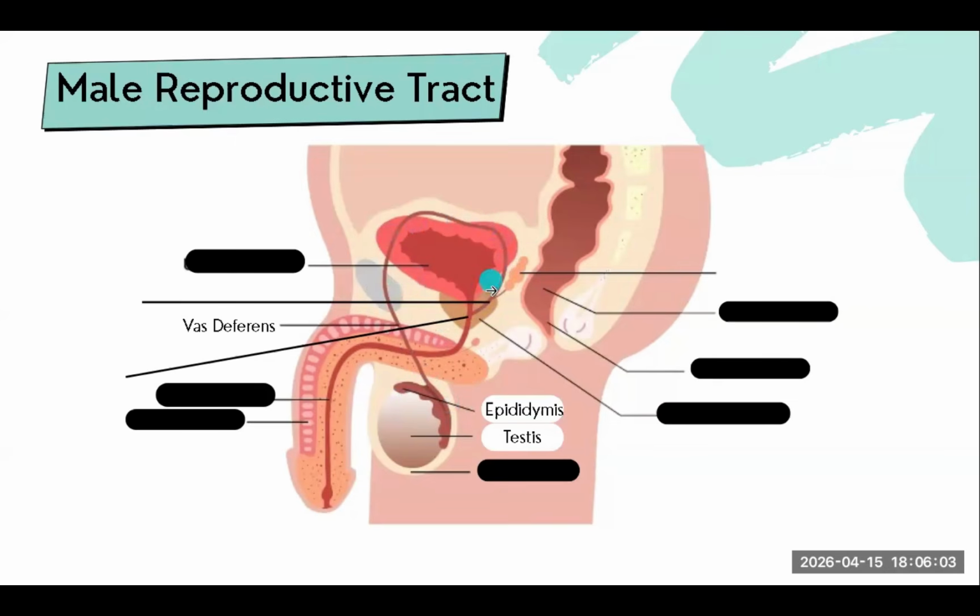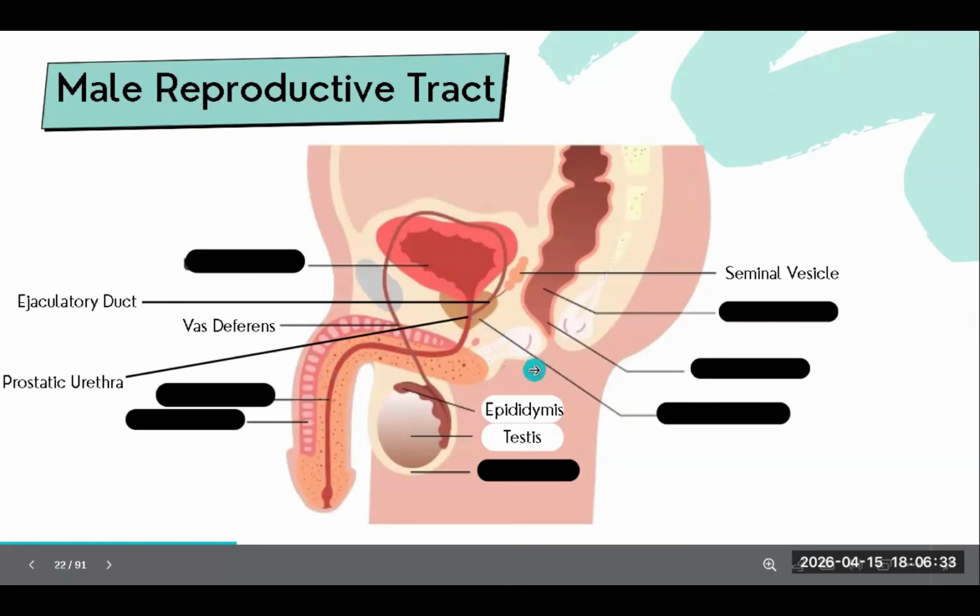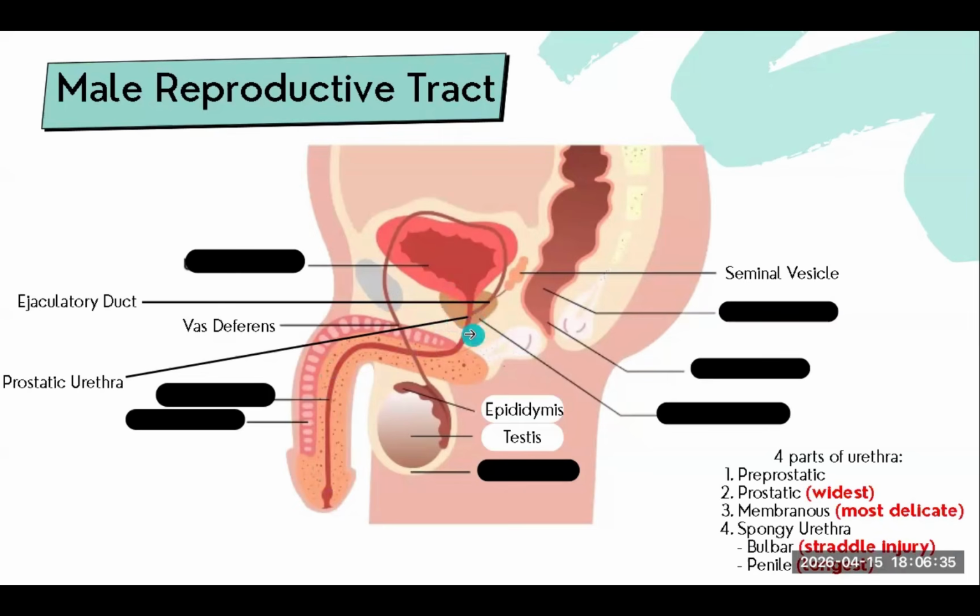The vas deferens then joins with a duct from this structure, which is known as the seminal vesicle. And when they join up together, this duct, the joint duct, is now known as the ejaculatory duct. The ejaculatory duct then opens up into this structure, this tube, which is known as the prostatic urethra. Good job.